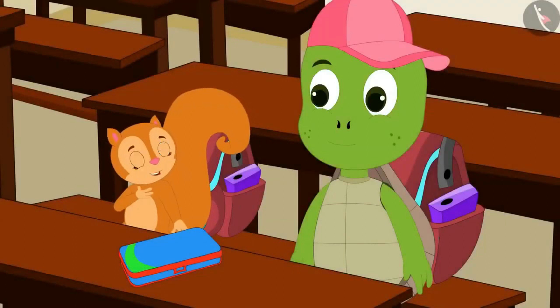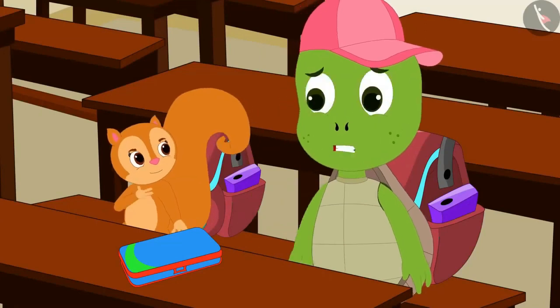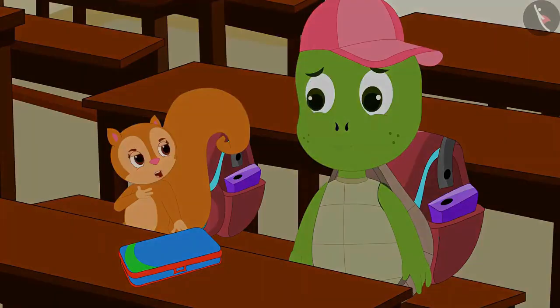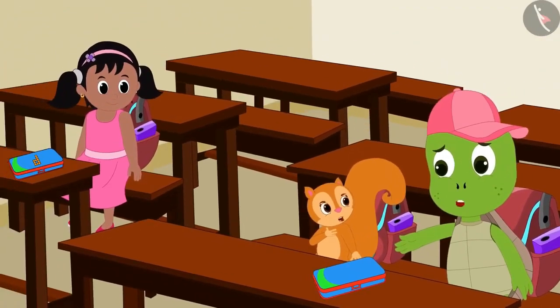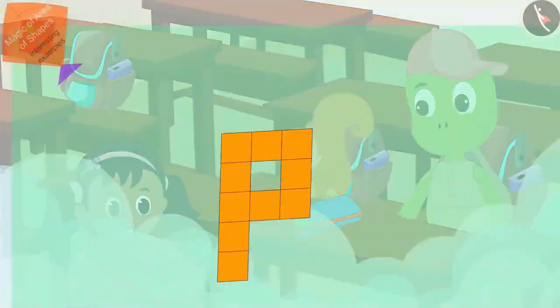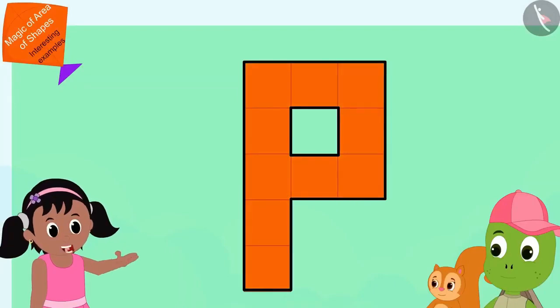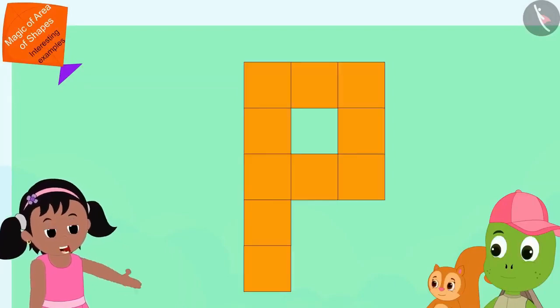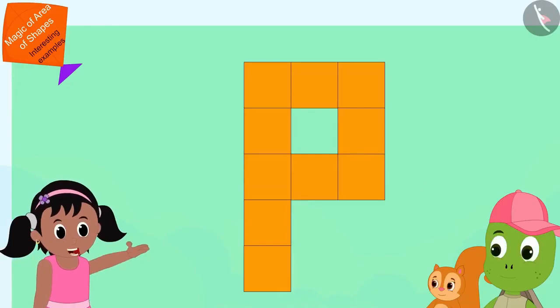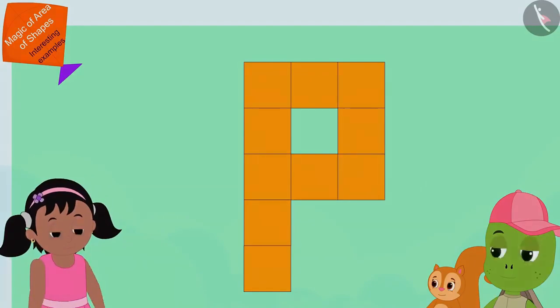This is my compass box. Chanda said to Tufan. No, this is my compass box. Tufan and Chanda started fighting. Seeing Tufan and Chanda fighting, Pinky said, Look, I've used these square-shaped stickers on my compass box to make my name letter P. This allows me to easily identify my compass box. Why don't you both use these stickers to draw the letters of your name on your compass box?